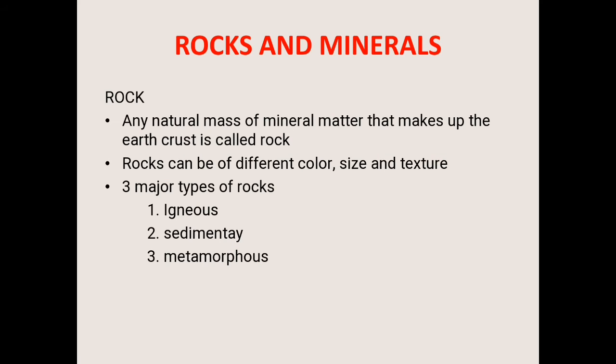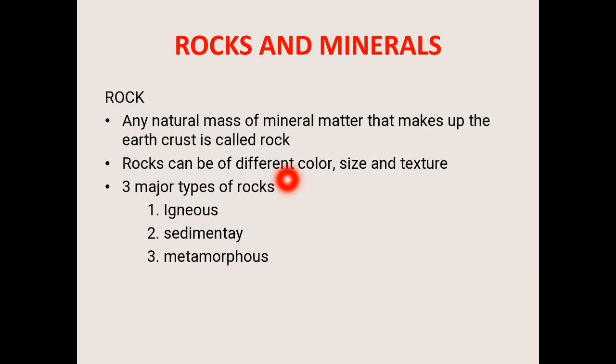Next we can study about rocks and minerals. What is rock? Any natural mass of mineral matter that makes up the earth's crust is called a rock. We already discussed about crust. Crust is the outermost surface of the earth and that crust is made up of rocks, and these rocks are made up of minerals. These rocks are natural masses, they are not human made.